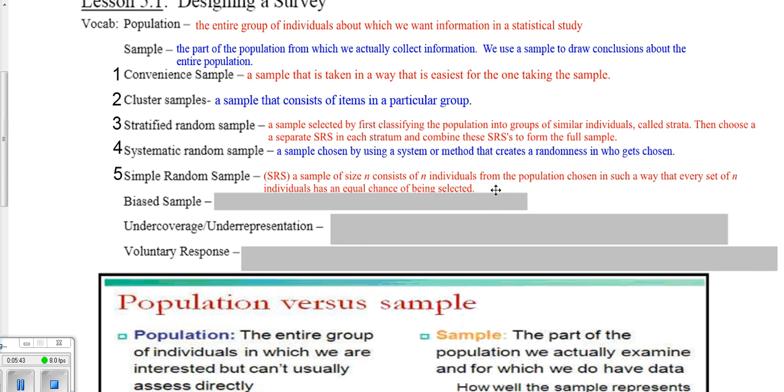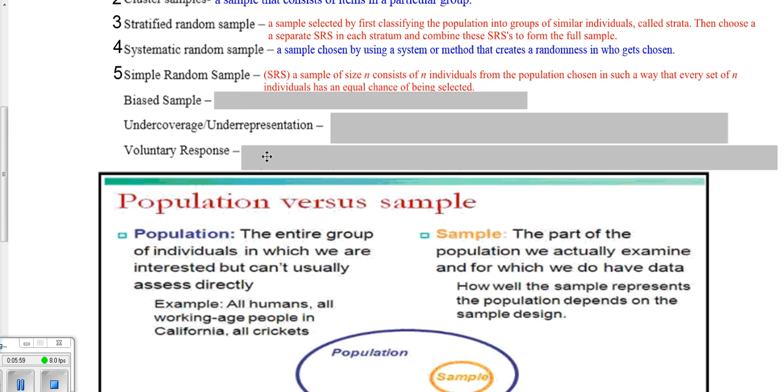So everyone still has an equal chance of being selected together. It wasn't every fifth person, or so many from the freshmen, so many from the juniors. It was everybody has an equal chance of being selected in there. That would be a simple random sample.